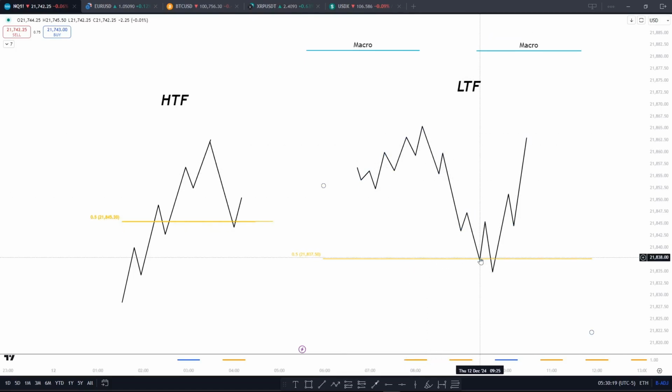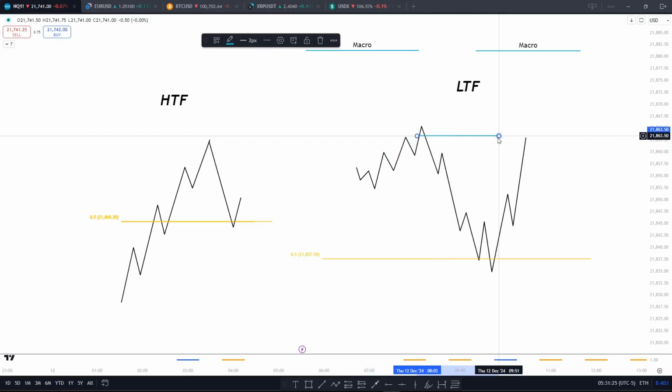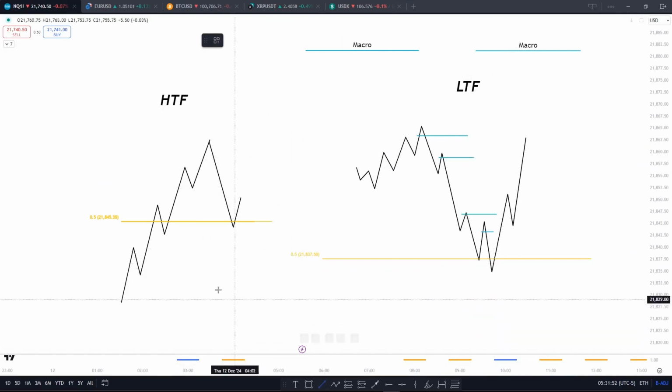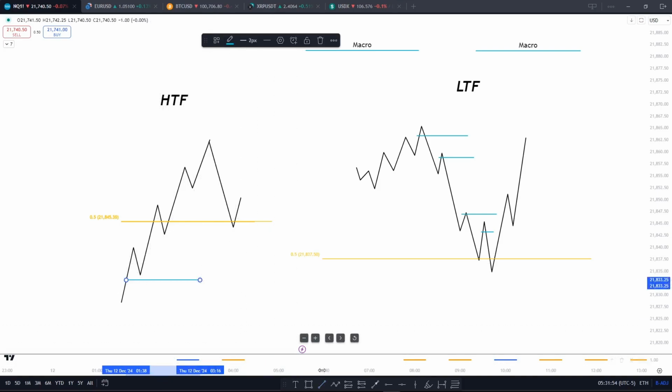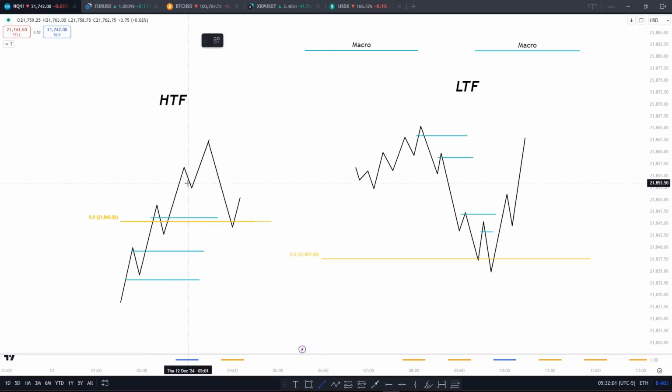Now, why is equilibrium of the range important? Well, the algorithms hedge their positions at every retracement leg. So what does this mean? Well, that means that the algorithms are hedging their positions here, here, here, and here. So why is this of any importance? Well, on the higher time frame, they're doing exactly the same thing. The algorithm keeps buying and selling at the same time at every single retracement leg.